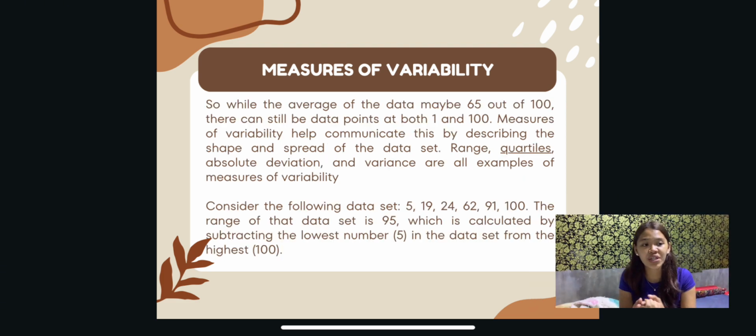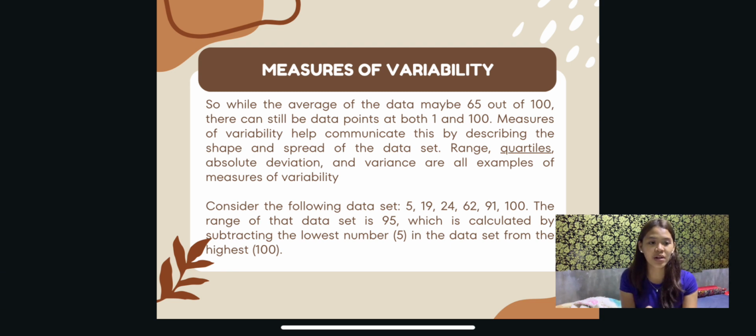So while the average of the data may be 65 out of 100, there can still be data points at both 1 and 100. Measures of variability help communicate this by describing the shape and spread of the dataset. Range, quartiles, absolute deviation, and variance are all examples of measures of variability.